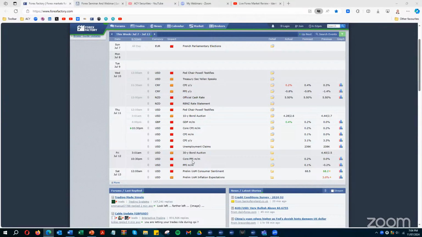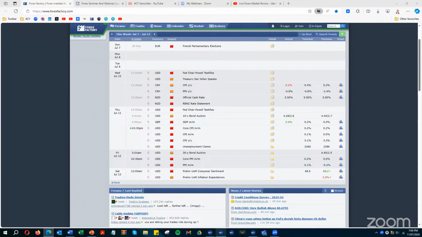So tomorrow we've got the core PPI month on month, PPI month on month, same time, but into Friday at 10:30 p.m. And then at midnight, we've got the prelim UoM consumer sentiment. Now, this may get factored in when today's data comes out, because they'll expect this will be very similar to this data print, but it will still be volatile at these times, so be very much aware of that.